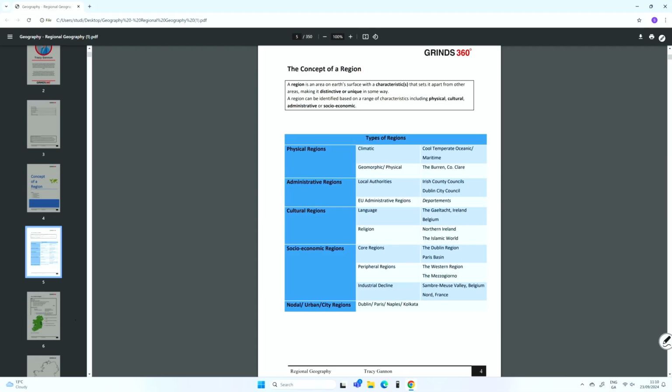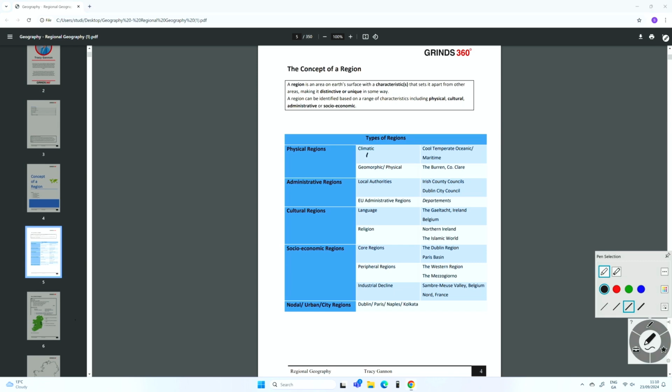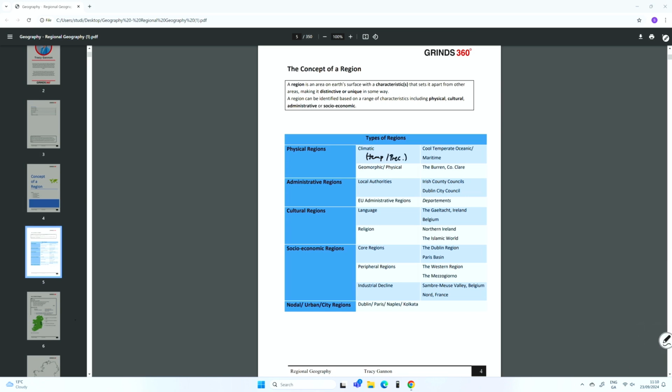So on our table here, we have our different types of regions. This starts off with our physical regions. Now, physical regions we can see here is split up into 2 groups. We have our climatic regions, and I want you to put a couple of extra notes on this. Climatic regions are based on their temperature, which is TEMP, and precipitation. Precipitation is an umbrella term for rain, hail, sleet, and snow.